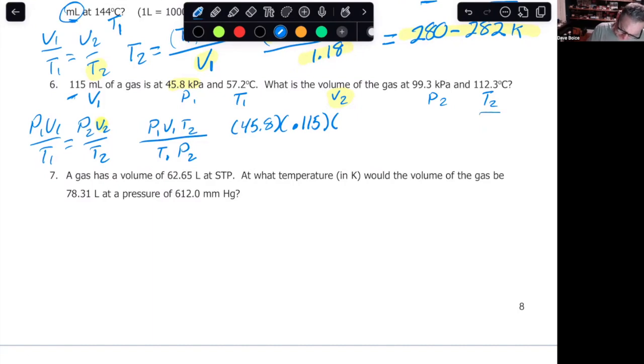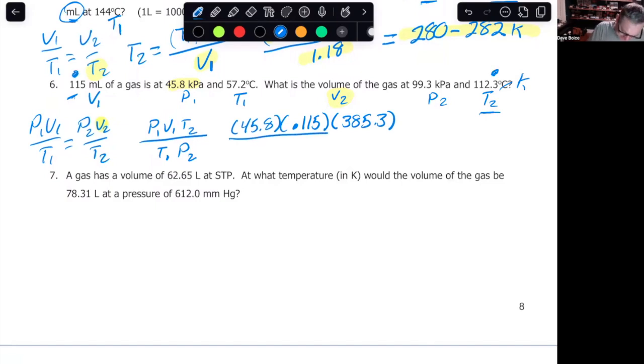T2, where are you at? T2, there you are, 112.3 Celsius. Once again, I can't use that. I need to hit that Kelvin. So I'm going to add 273 to that, and that is going to give me 385.3. All right, so I need this in Kelvin. So this had to be changed. This had to be changed.